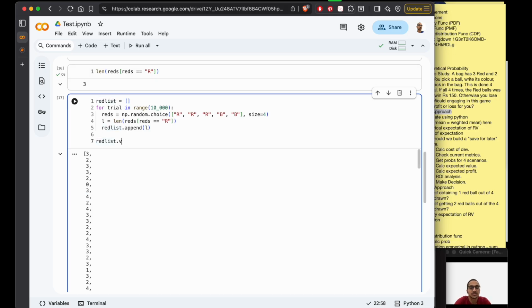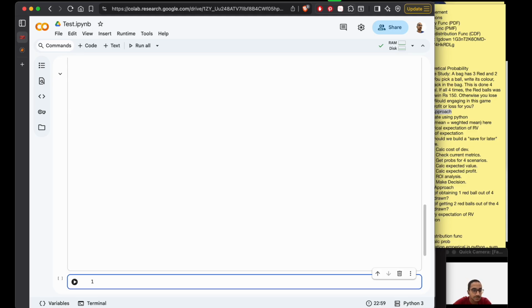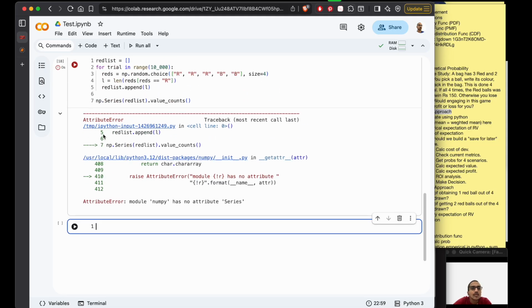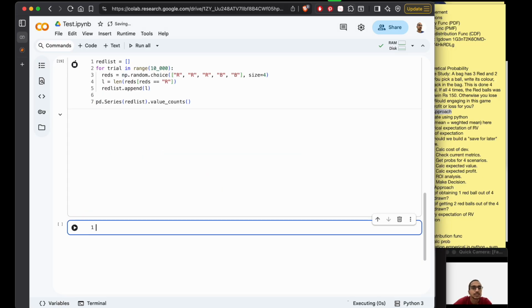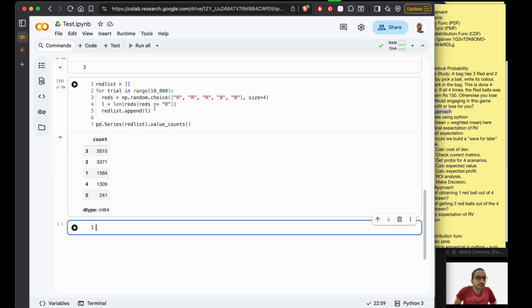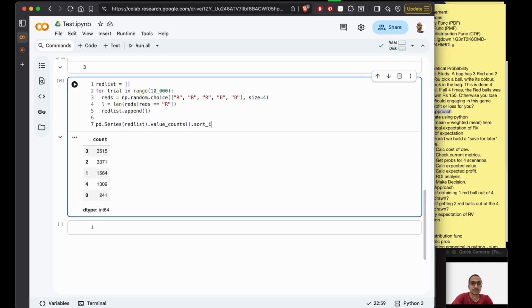Now all we have to do is check value counts. Okay, we cannot do value counts on a list if I'm not wrong. So we'll do np dot series. I'll convert this into a series, and then I'll do value counts. Now if you see value counts, module numpy has no attribute series. Oh, sorry, pandas. Okay, there it is. We will also sort it by index.